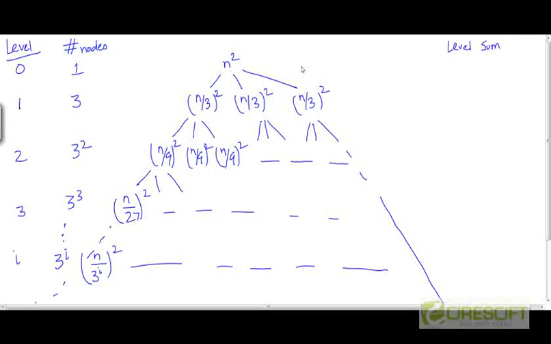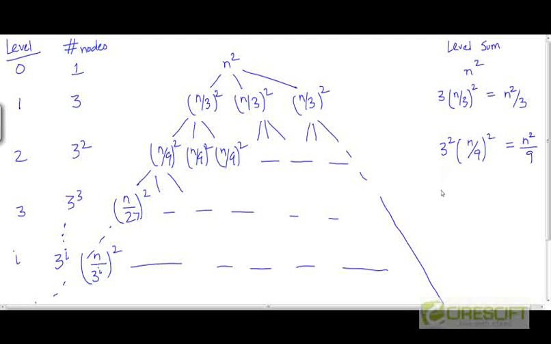The level sum for level 0 is just n squared. There is a single node with the cost n squared. At level 1, we have 3 nodes, each with a cost (n by 3) squared, and so our level sum for level 1 is n squared by 3. At level 2, we have 3 squared nodes, each with cost (n by 9) squared, and so we'll have a cost of n squared divided by 9.